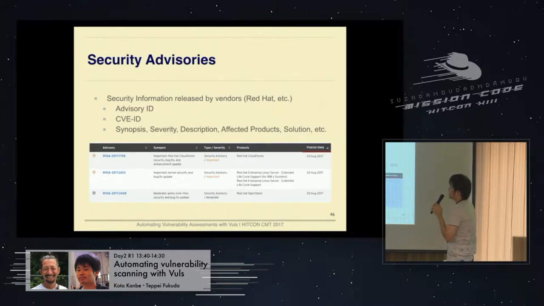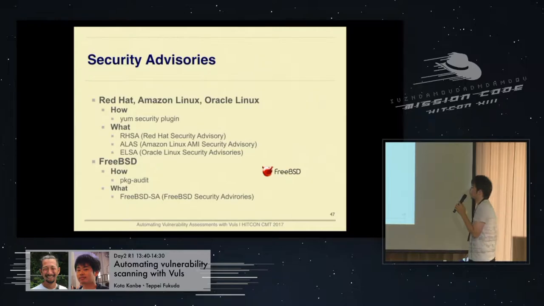Another important feature is that Vuls uses security advisories, which is security information released by vendors such as Red Hat and so on. A security advisory contains the advisory ID, CVE ID, severity, description, and so on. For Red Hat and Rocky Linux, we use a plugin called yum-plugin-security. For FreeBSD, we use the pkg audit command. Through these plugins and commands, it's possible to get information from RHSA, ALAS, ELSA, and FreeBSD-SA.